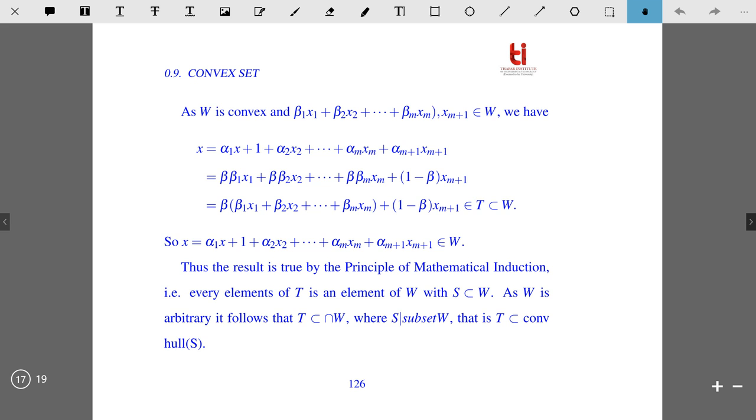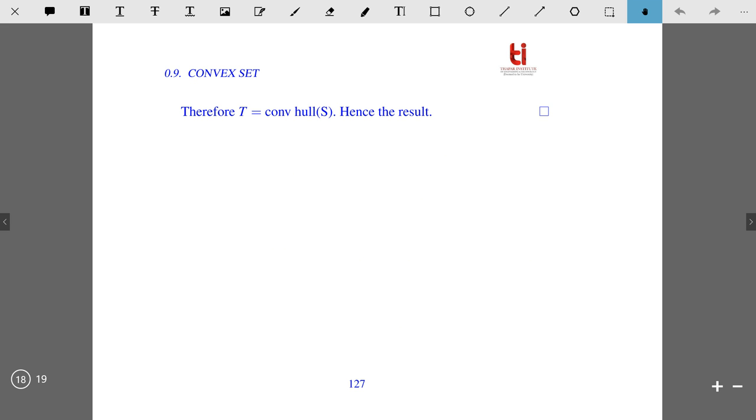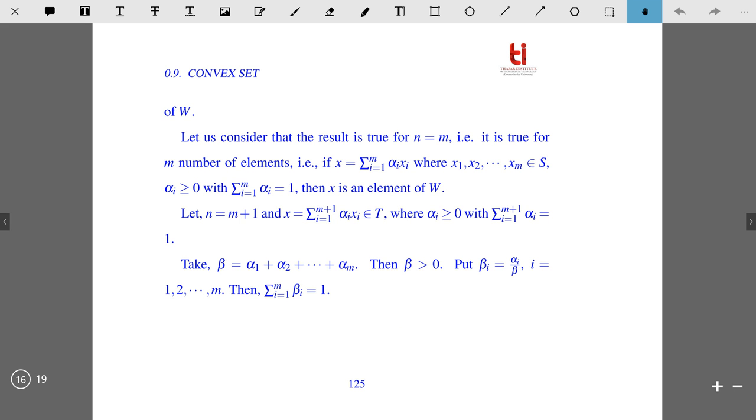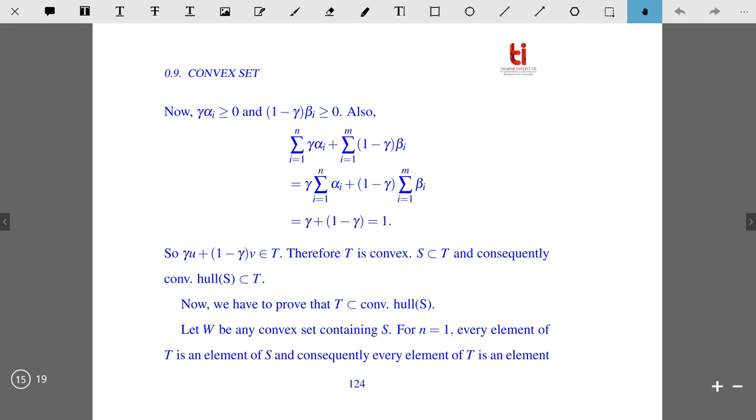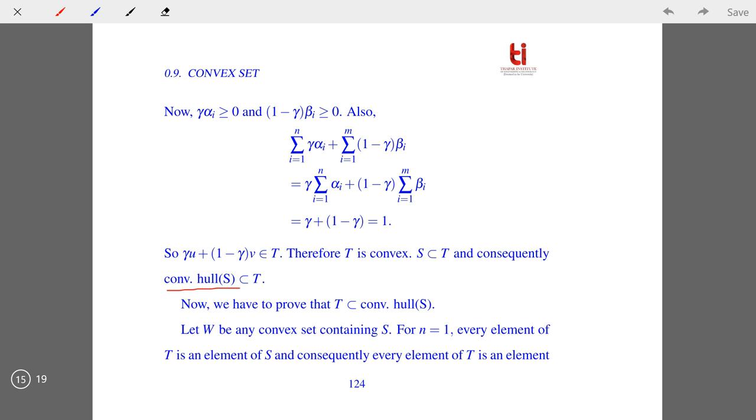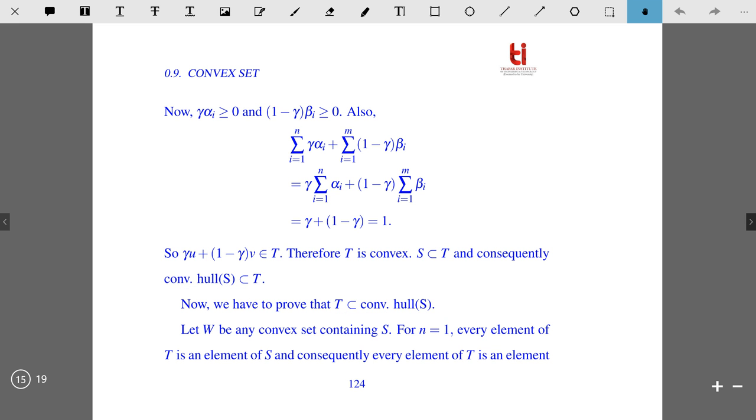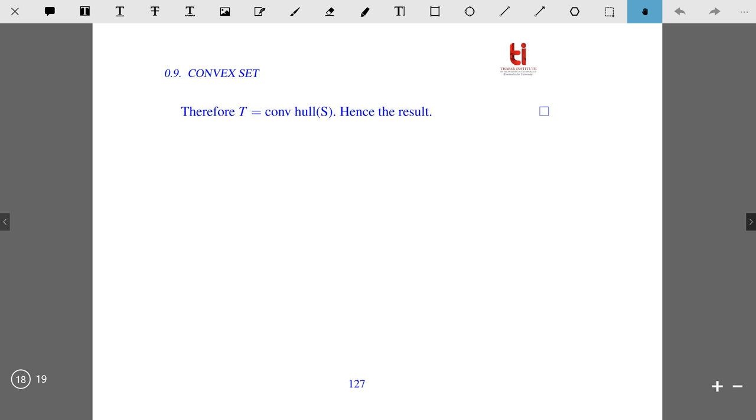So we proved that, in the first case, the convex hull of S is a subset of T, and after that we proved that T is a subset of the convex hull of S. From these two we can say that T is equal to the convex hull of S, and hence we get the result.